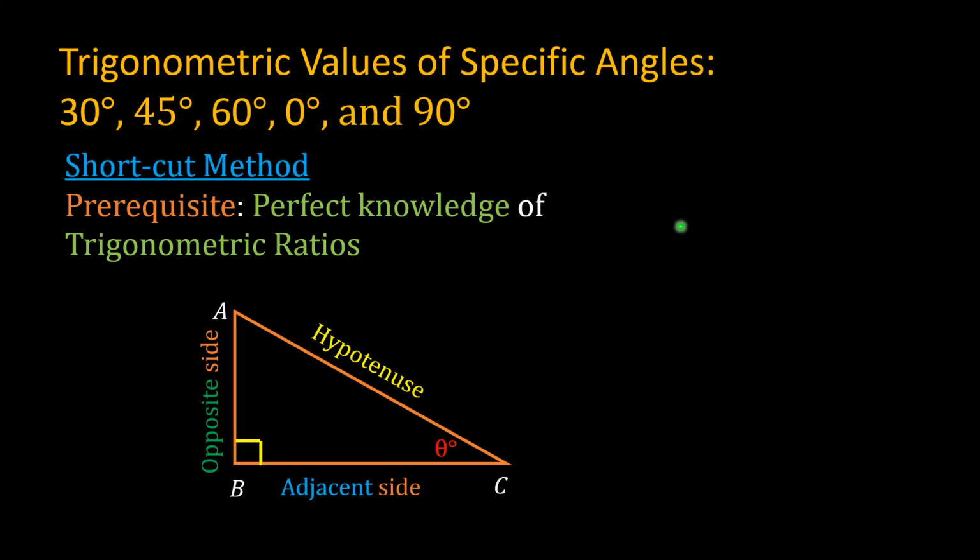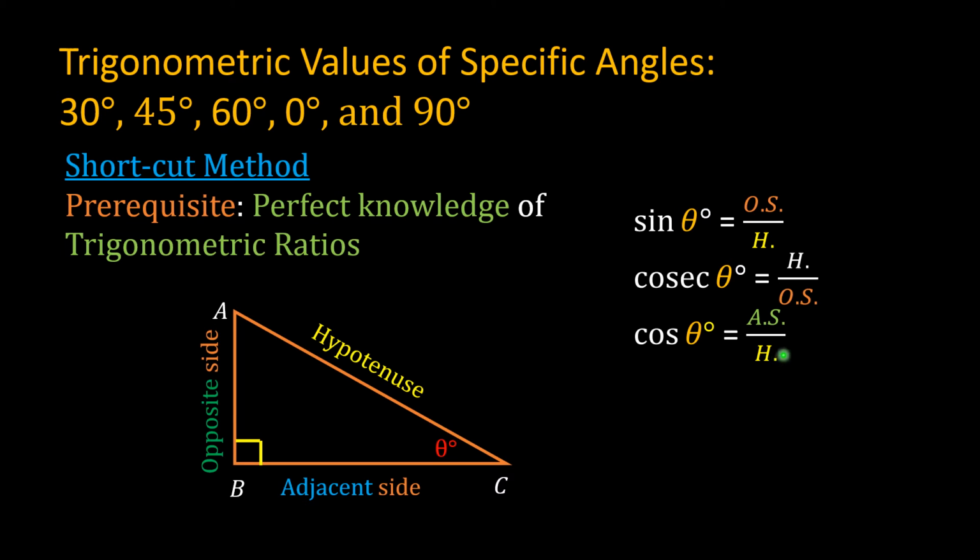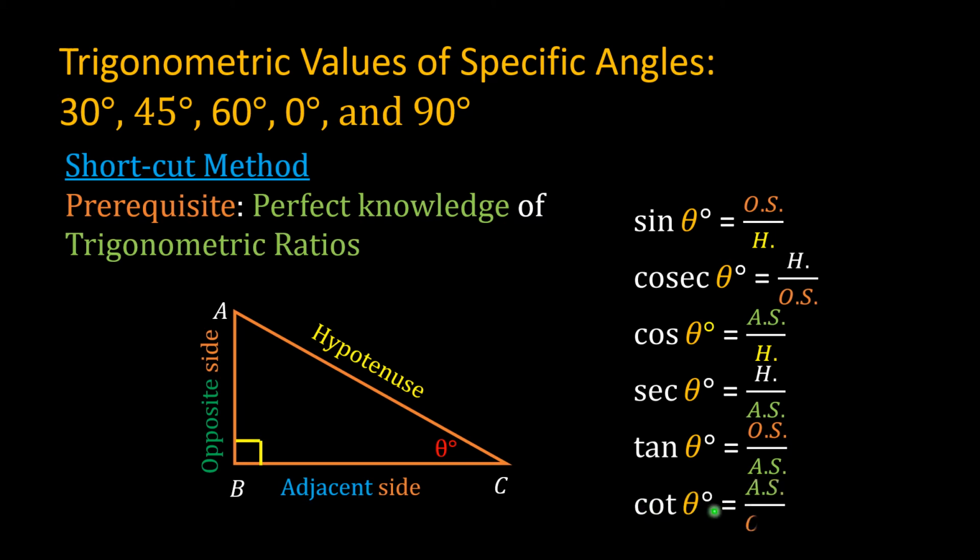trigonometric ratios. Sine theta equals opposite side divided by hypotenuse. Cosec theta is reciprocal of sine theta, so cosec theta will be hypotenuse divided by opposite side. Cos theta is adjacent side divided by hypotenuse. Sec theta is reciprocal of cos theta, so it will be hypotenuse divided by adjacent side. Tan theta is opposite side divided by adjacent side. Cot theta is reciprocal of tan theta, so it will be adjacent side divided by opposite side.